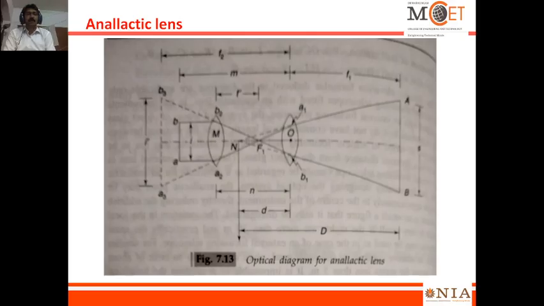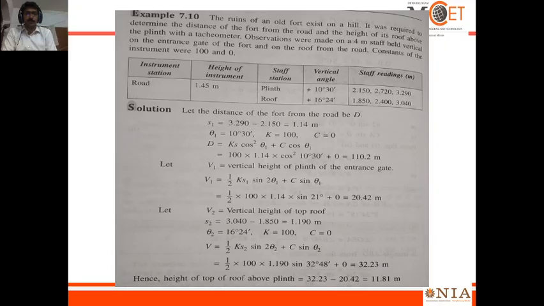You already know the distance formula, d is equal to k s plus c. Here c becomes 0, so the distance becomes d is equal to k into s. So these are the things you have to remember. Now we see the problem.